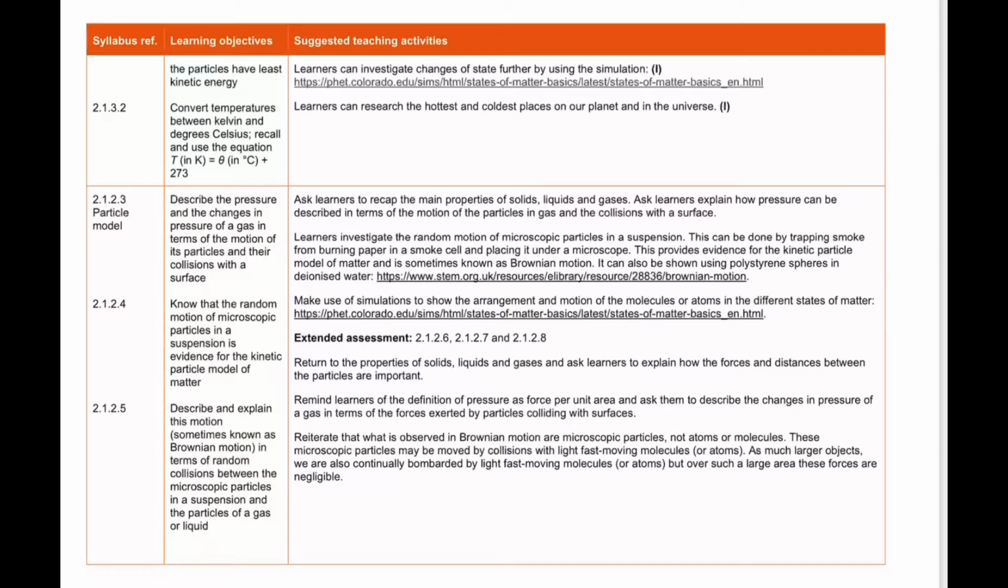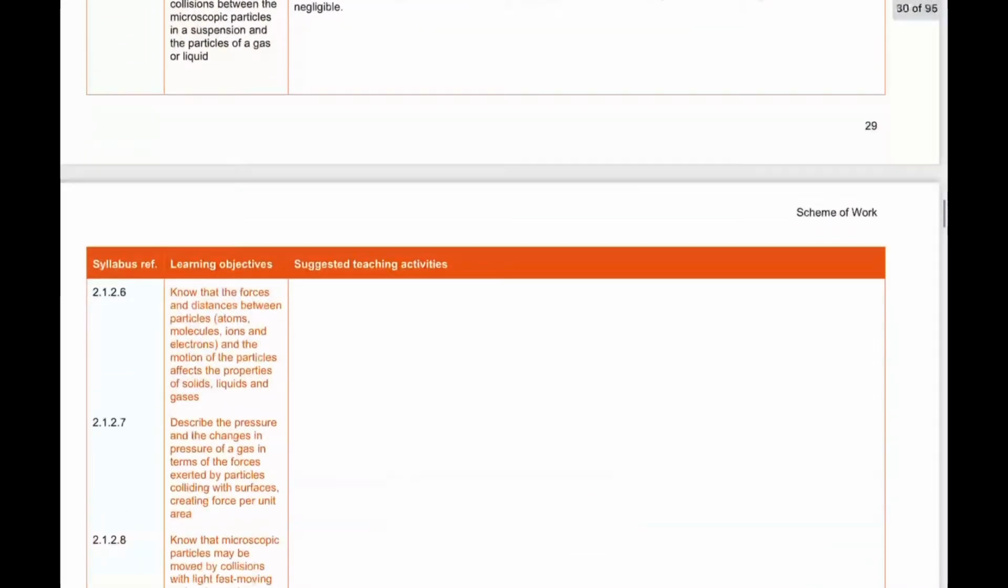Key concept 2.1.2.3 Particle model. Describe the pressure and the changes in pressure of a gas in terms of the motion of its particles and the collisions with the surface. Note that the random motion of microscopic particles in a suspension is evidence for the kinetic particle model of matter. Describe and explain this motion, sometimes known as Brownian motion, in terms of random collisions between the microscopic particles in a suspension and the particles in a gas or liquid.